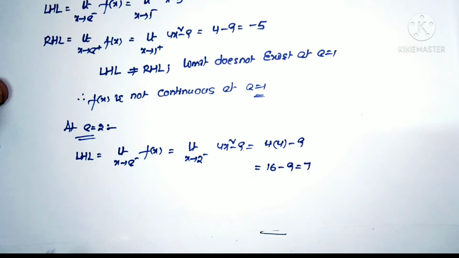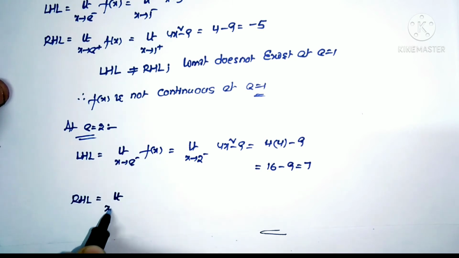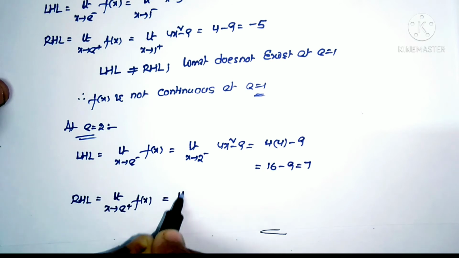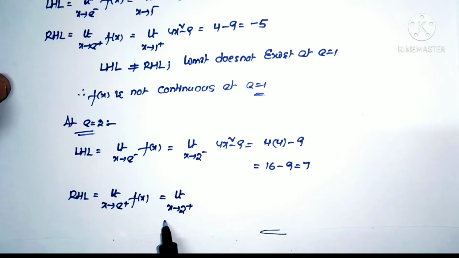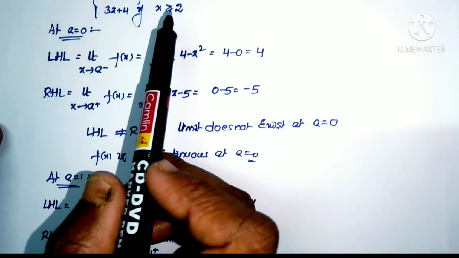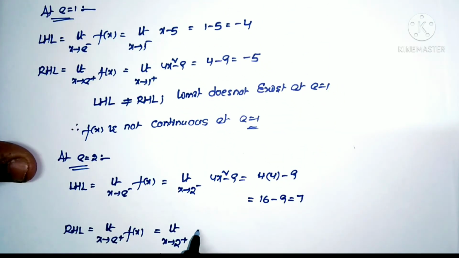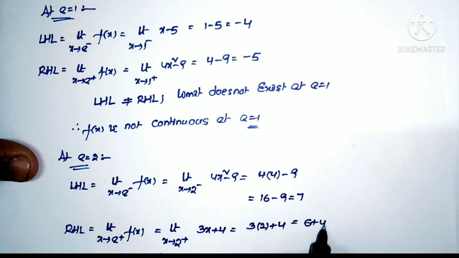Now finding the right hand limit value. RHL is equal to limit x tends to a plus f of x. So this is equal to limit x tends to 2 plus. 2 plus means x greater than 2. So x greater than 2, then the function is equal to 3x plus 4. Substituting x is equal to 2, 3 into 2 plus 4, 6 plus 4 is equal to 10.